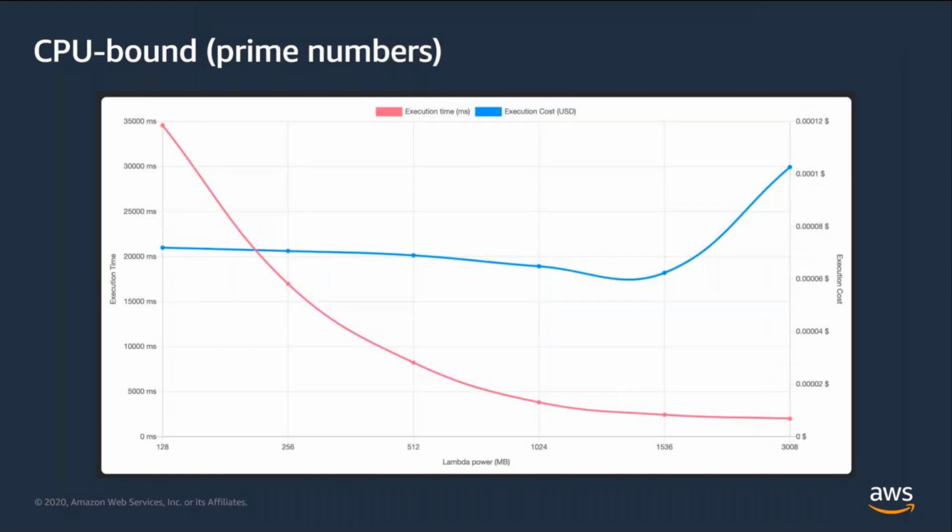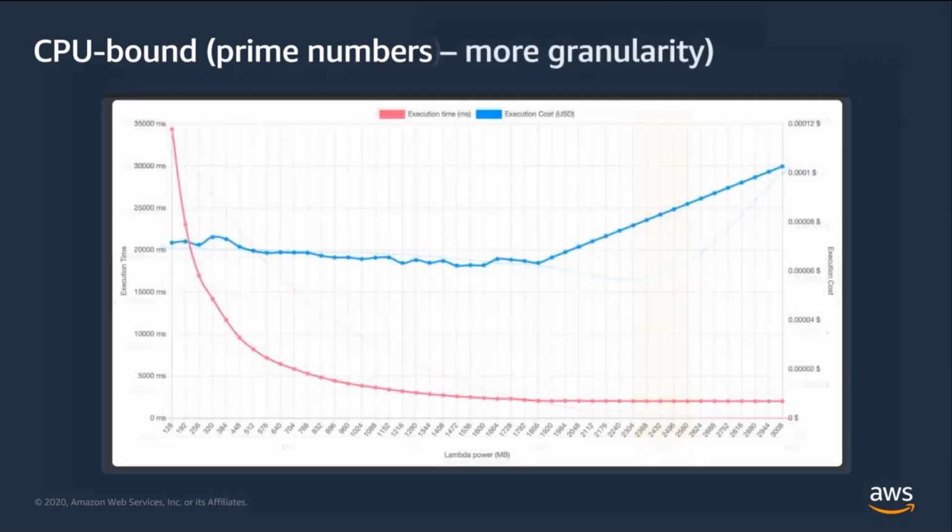Here's another CPU-bound algorithm for calculating prime numbers. This is a very long-running algorithm taking up to 35 seconds. As memory is added, the speed increases, but the cost also decreases until 1.5 megabytes. On this graph, 1.5 megabytes is a great optimization since it improves both the speed and the cost. When you see a result like this, it's worth checking the lower memory bound with more granularity to see if it's even better at 1.3 megabytes or 1.7 megabytes.